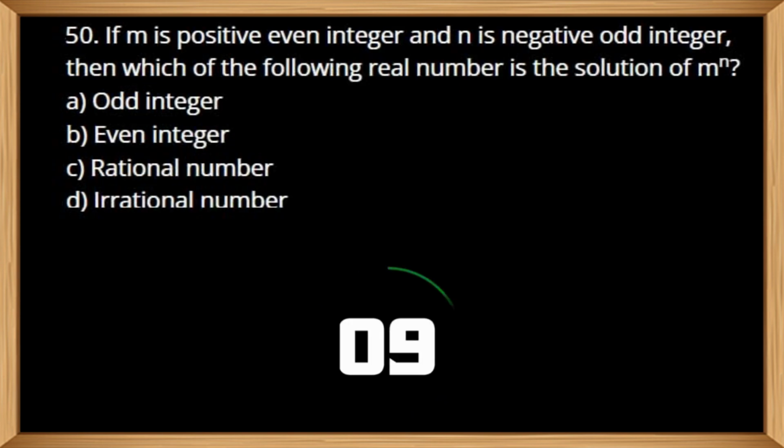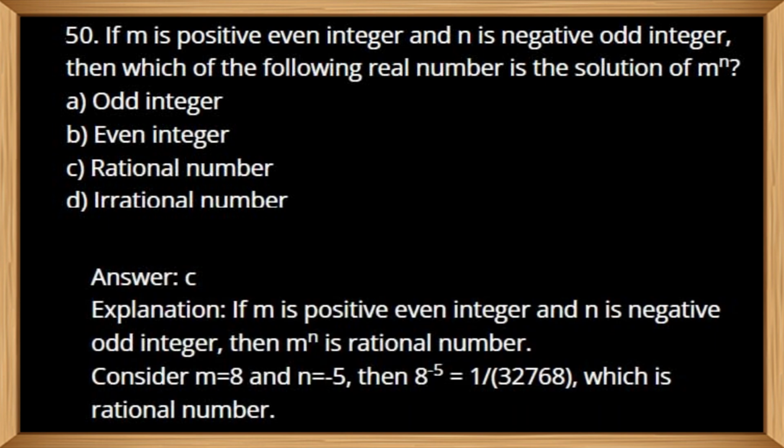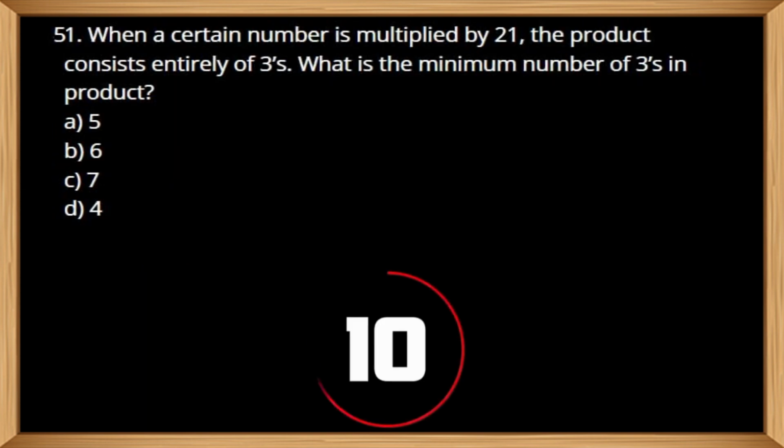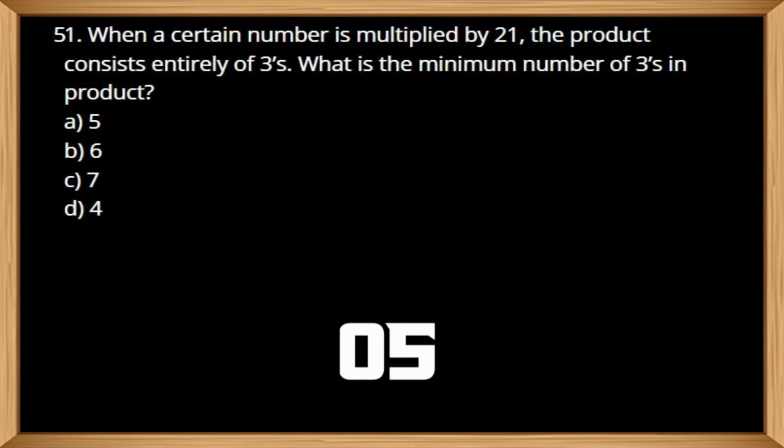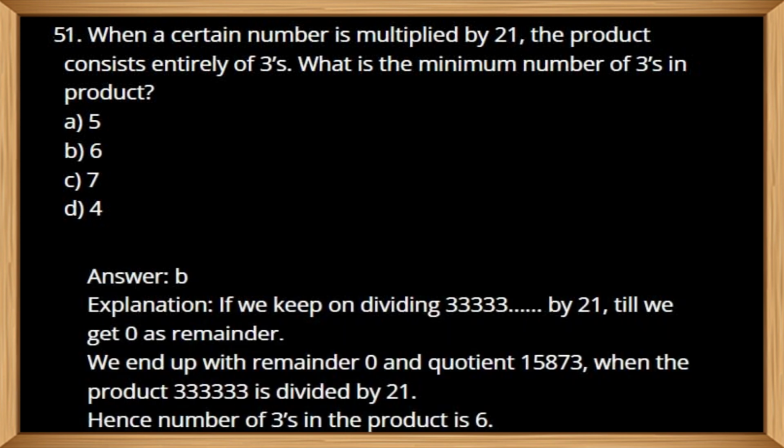If m is a positive even integer and n is negative odd integer, then which of the following real number is the solution of m to the power n? Option C rational number. When a certain number is multiplied by 21, the product consists entirely of 3s. What is the minimum number of 3s in product? Option B 6.